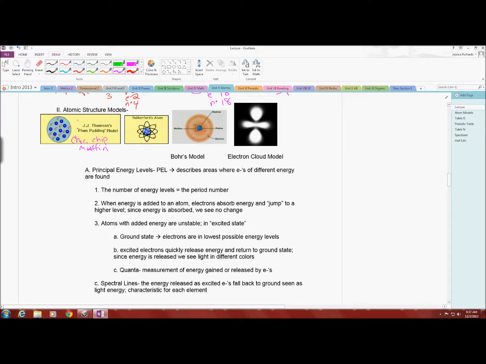Basically, they could smash atoms apart. So they knew there was some part of it that was positive and some part of it that was negative. So J.J. Thomson's model was, at the time, they thought atoms were solid spheres, that all that was there was one solid type of material. So he thought each element had its own unique solid material that was positively charged, and embedded within each of these special positive materials were negative electrons.